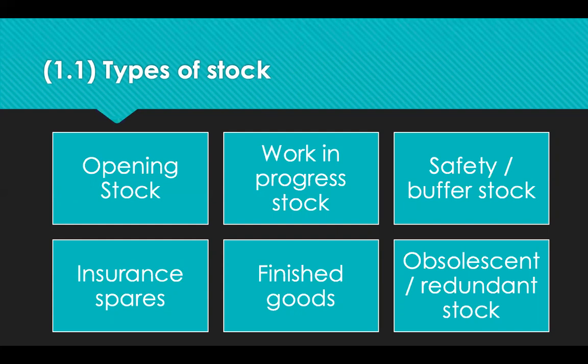And then we've got obsolescent and redundant stock. So let me start with what the difference between the two of them are. Obsolescent stock is outdated in that something new and innovative has come onto the market that replaces that technology. Redundant stock is out of date, which means it's gone past its useful sell-by date. So obsolescence is outdated, redundant is out of date.